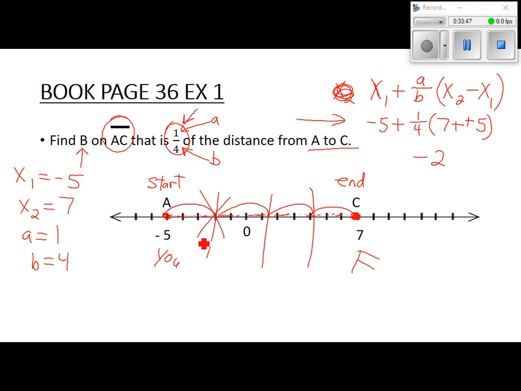So you're going to meet somewhere in here. Now, again, are my markings exact? No. What coordinate did we figure out that you're going to meet at? -2. That was pretty close, because right there is where you're going to meet. -2. That's all we're finding. If we split up this directed segment AC, and we decide we want to go 1/4 of the distance, we're going to stop right there at -2.